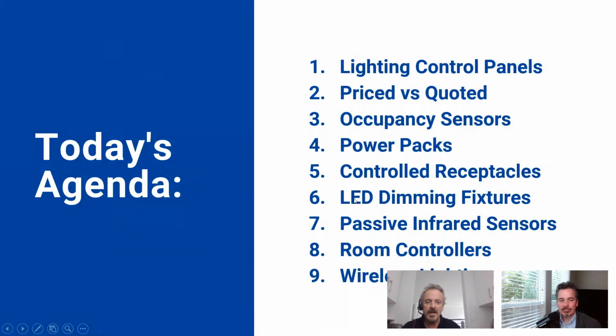So these are the 9 examples we're going to go through here today. We're going to start with lighting control panels. We're also going to talk about whether you want the program to put a price in for the lighting controls or whether you're going to get a quote. And then we'll go through all the other examples of these different types of lighting control assemblies you would take off during an estimate.